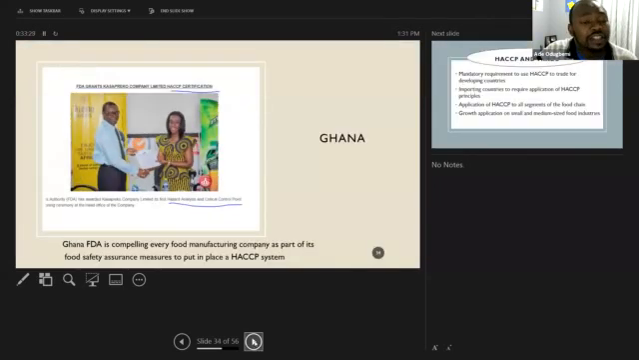Look at Nigeria's next door neighbor, Ghana. Ghana started requiring HACCP several years ago, and they said that all food manufacturers in Ghana must have it. It actually showed that the company that makes this adult beverage, Casapreco, was one of the few that got HACCP certified in Ghana.